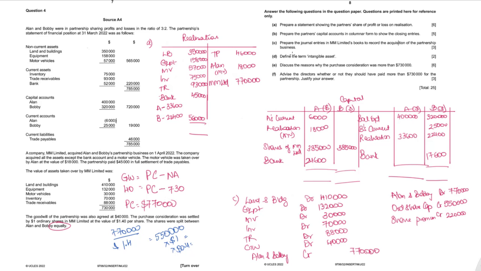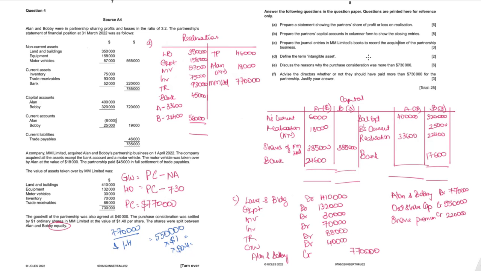Part D, define the term intangible asset. So asset means anything that has a monetary value for the business. So an intangible asset is anything that has a monetary value for the business, but that does not have a physical substance, that cannot be touched or seen physically.